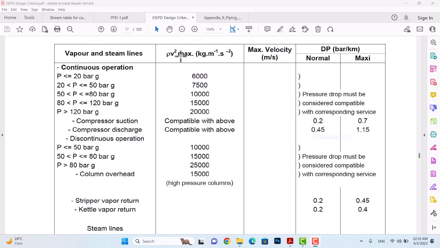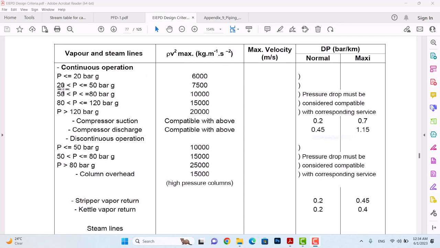Velocity head is a multiplication of the density of the fluid and the velocity of the fluid to the power of 2. As simple as this was. So here we have two criteria, velocity head and pressure drop. Then we have continuous operations. If the pressure of that fluid is lower than or equal to a maximum of 20 bar gauge, the velocity head should be maximum 6,000 in this unit.